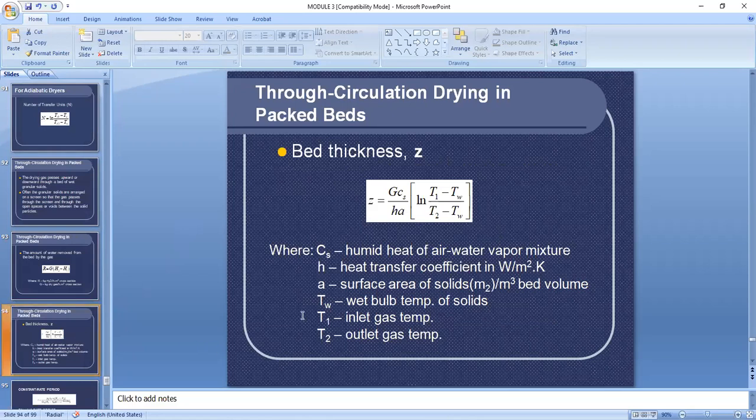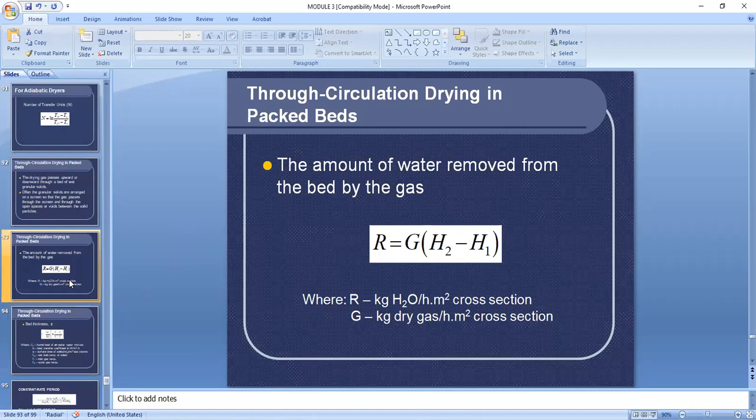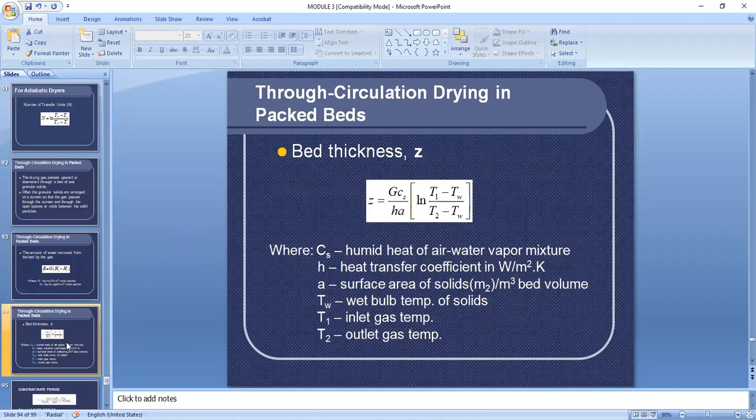Now, what about the thickness of the bed? In here, you are able to determine how much of the water is removed in the bed. What about in terms of the thickness of the bed, which is the Z? In here, you need a lot of parameters to consider.